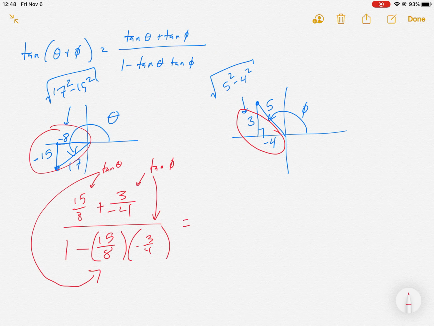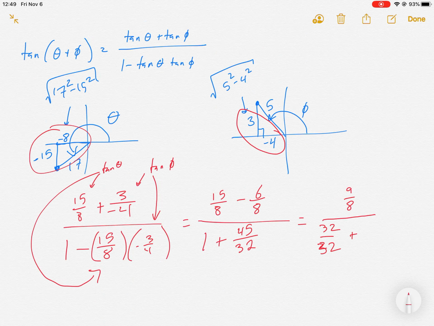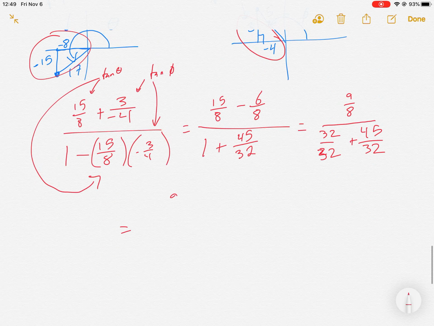Okay, so in the numerator, we need to get a common denominator. So that's going to be 8. I'm going to subtract 6 over 8. And then in the denominator, I'm just first going to multiply. So it'll be 1 plus 45 over 8 times 4 is 32. In the numerator, we can rewrite that as 9 over 8. In the denominator, we'll have to convert the 1 to have the same denominator as the 45 over 32. We'll keep this going, 9 over 8 over 77 over 32.